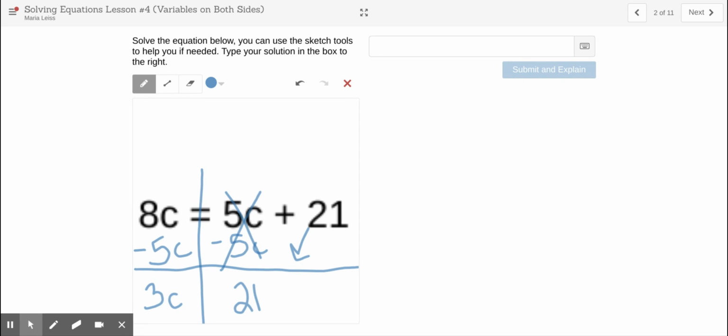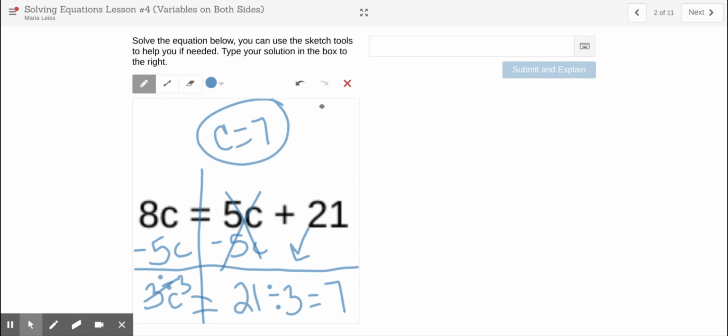Now, this is the same thing as 3 different c's. So I'm splitting that 21 up into the 3 groups. 3 times c equals 21. The inverse operation of multiplication is division. So I would divide both sides by 3, and 21 divided by 3 is 7. So I know that c equals 7.